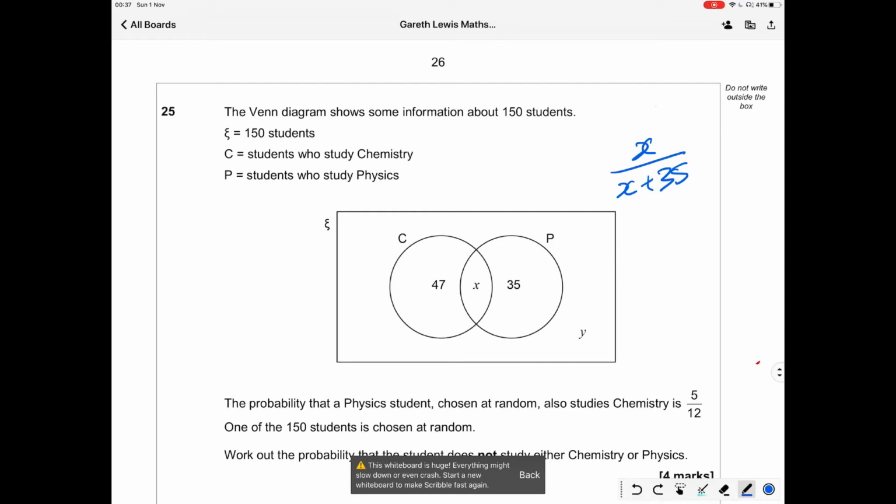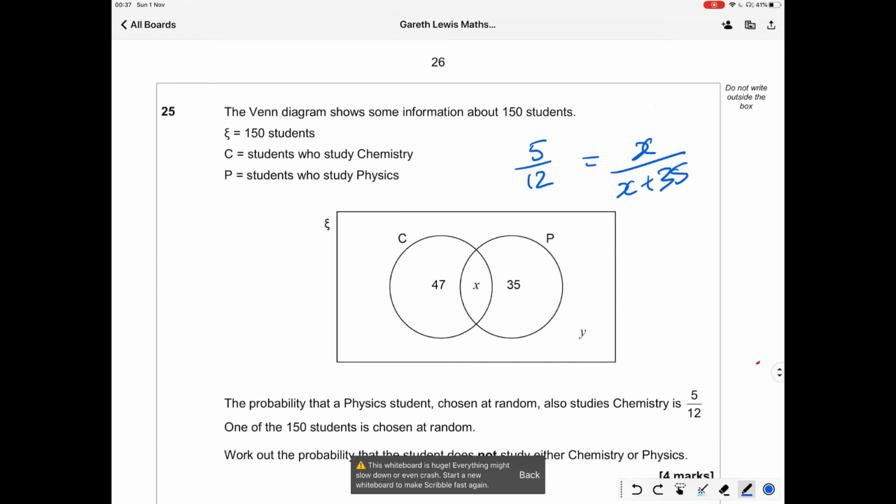So I was just giving examples of what X could be, but we're given some information that allows us to work out what X is. We're told that the probability ends up being 5 over 12. That must be simplified. So we know it's 5 over 12. So this expression X over X plus 35 is equal to 5/12.